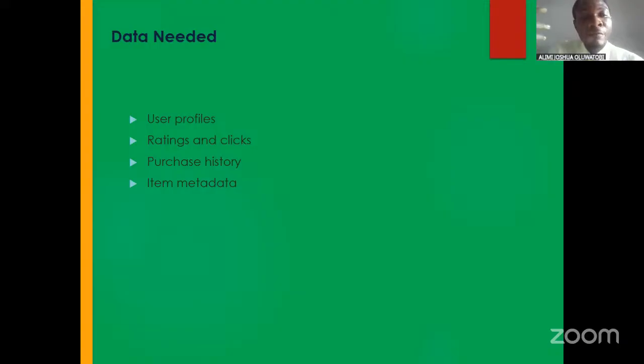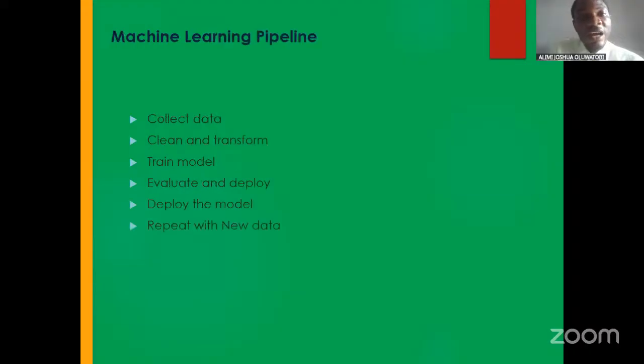And also the item metadata. This information is about the item itself. For example, you have a product category, like electronics and clothing and all that. So if you're enjoying action movies, the system finds another movie that is labeled as action.